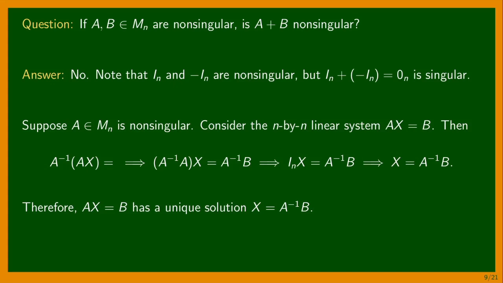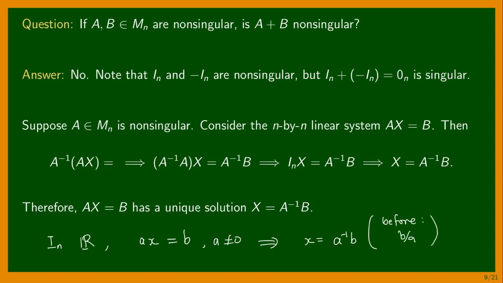Therefore, as a conclusion, the linear system Ax equals b has a unique solution x, which is equal to A inverse times b. Take note that this generalizes the fact from when we were studying the real numbers, whenever you have the equation ax equals b and a is not 0, do you remember this? Then we can conclude that x is a inverse times b, or before, this was written as b over a. But remember, we don't do divisions when we talk about matrices.